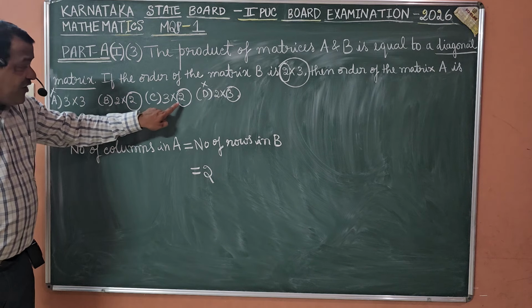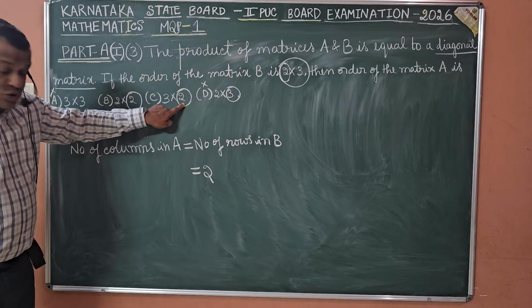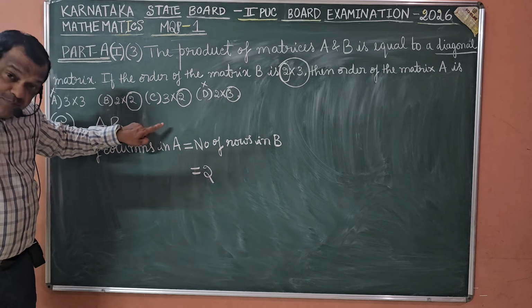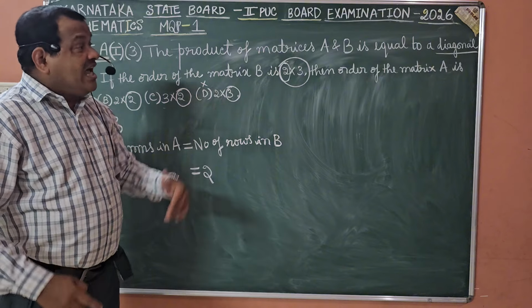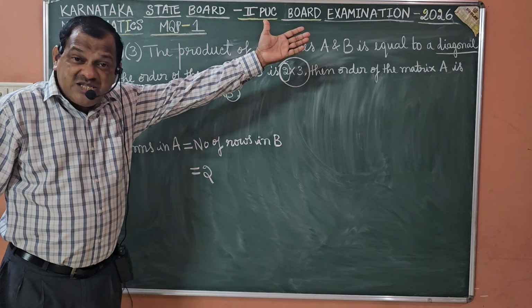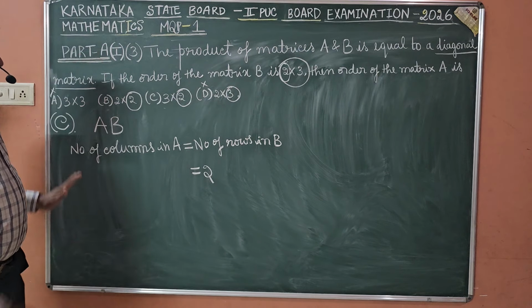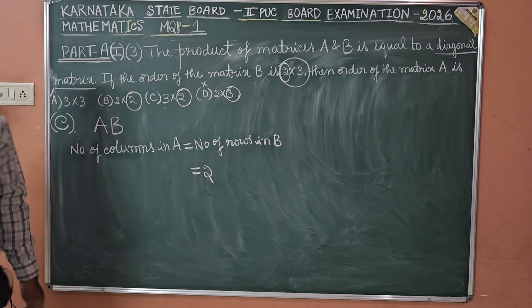Because here, if I take the order of A as 3 cross 2, then the order of AB will be 3 cross 3, which is a square matrix. Hence, there is a possibility that it can become a diagonal matrix. Kindly go through.